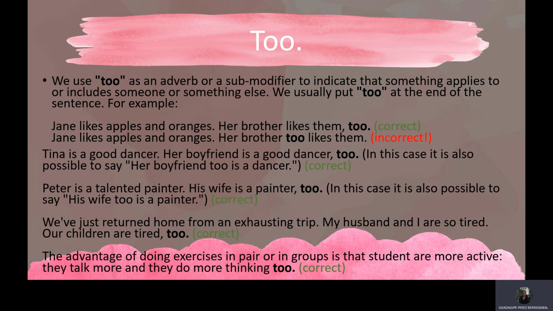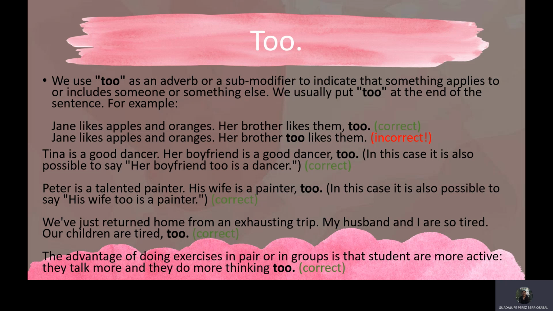And finally, the advantage of doing exercises in pairs or in groups is that students are more active. They talk more and they do more thinking too. As you can see, too is used at the end of each sentence.